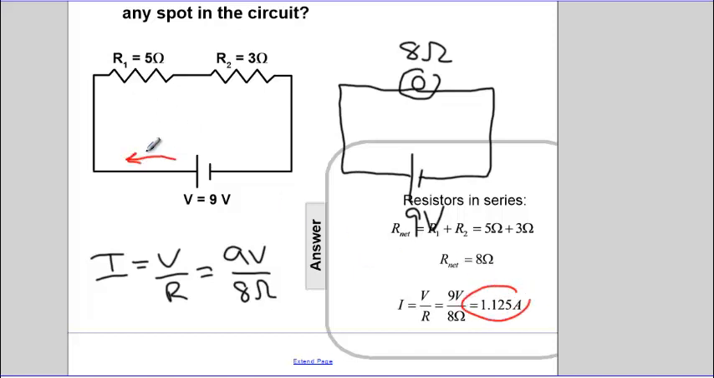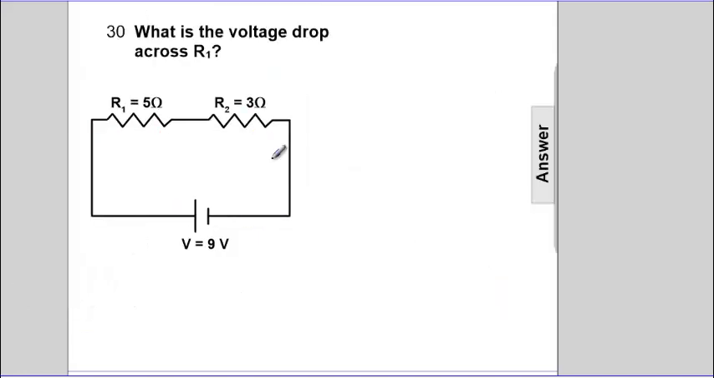So the current there is 1.125 amps. The current there is the same value, 1.125 amps, and so on, the same, and the same, because you only have one path. What are the voltage drops across R1?